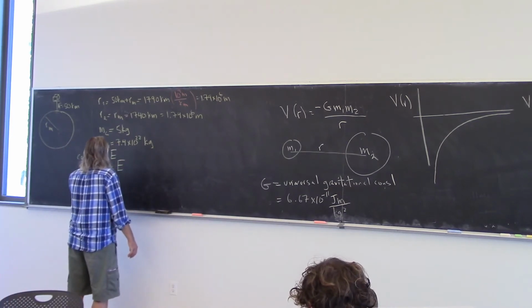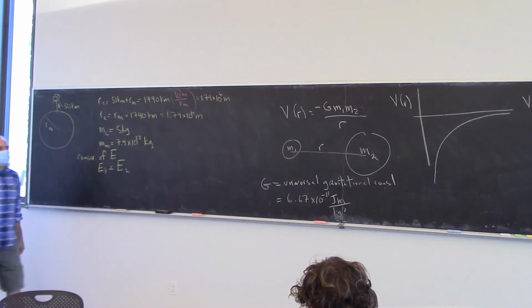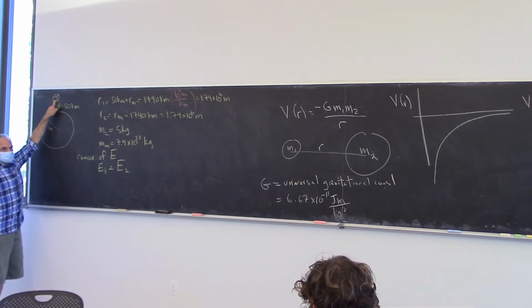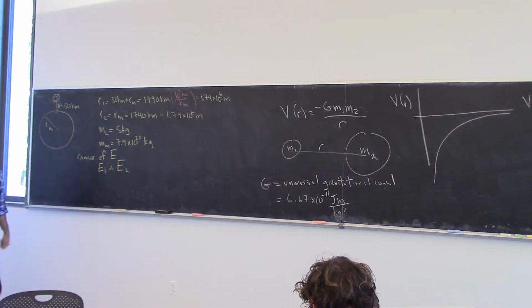I'll do 1 and 2. So initially we have kinetic and potential. This is right before the T's is dropped. And then afterwards we have kinetic plus potential.